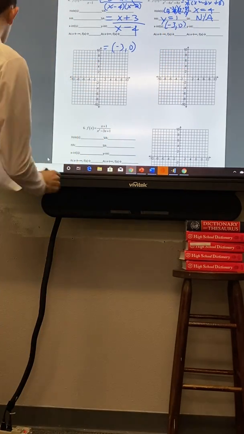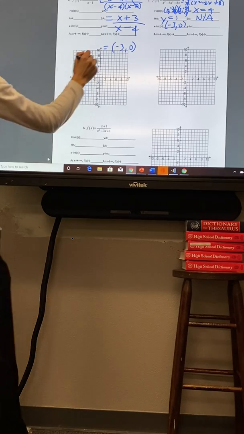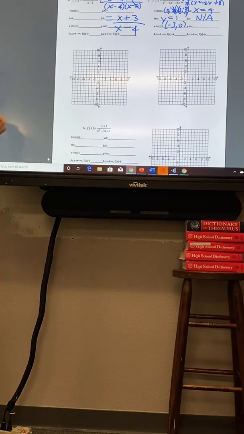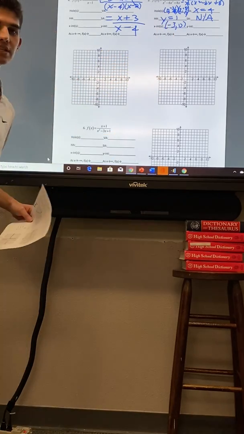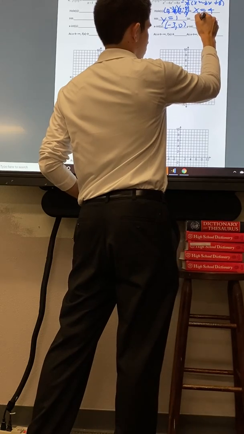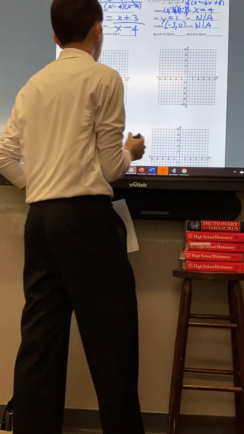And a y-intercept, this is another tricky one. My y-intercept would actually be none, since I have a hole at 0. Anytime I have a hole at 0, I cannot have a y-intercept. So I have none here, NA.